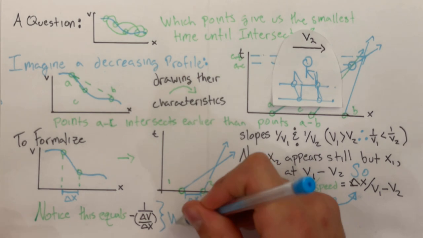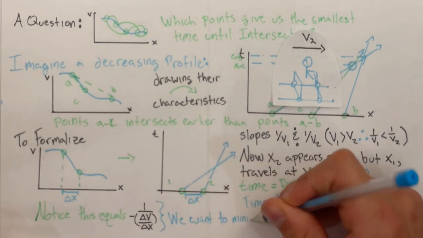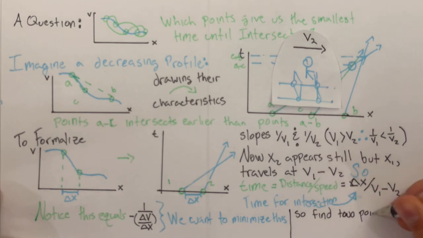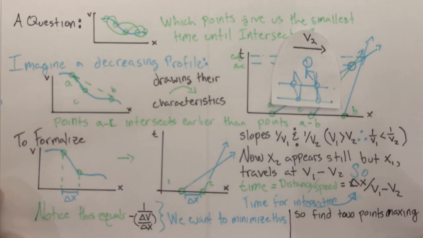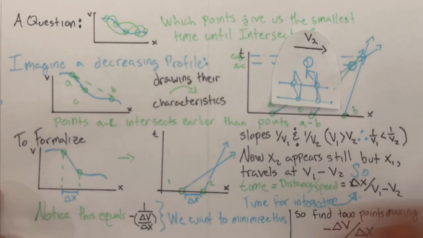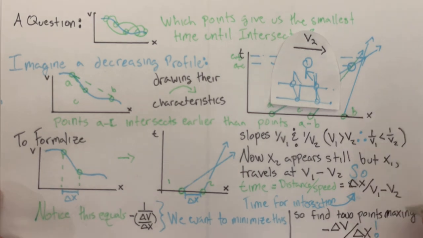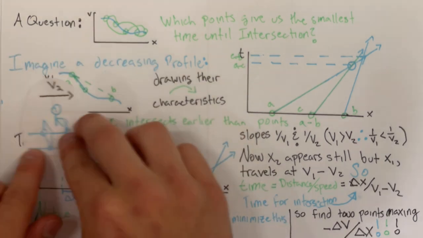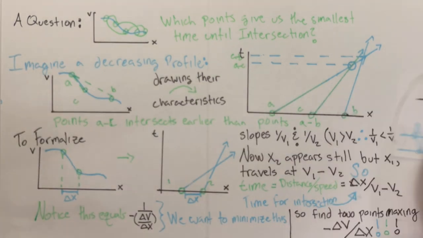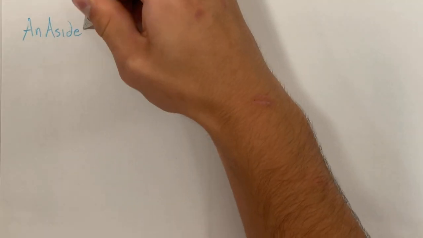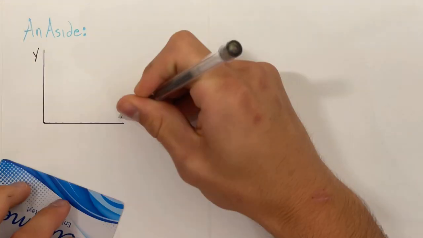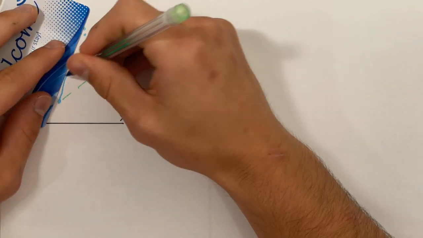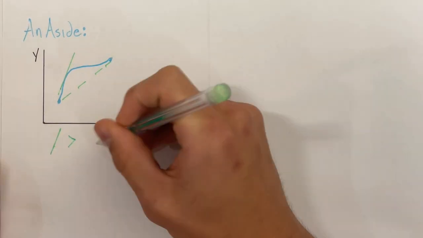But this expression is just 1 over (minus delta v over delta x), or the reciprocal of the average change in velocity between two points. We want to minimize this number to find t star, so we just have to find two points whose average change in velocity is greatest so that 1 over that number is minimized. Now, it is a mathematical fact about average changes, or slopes, that you can always find a slope greater than or equal to the slope between two points.